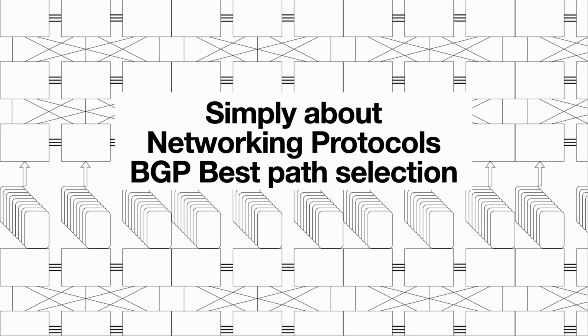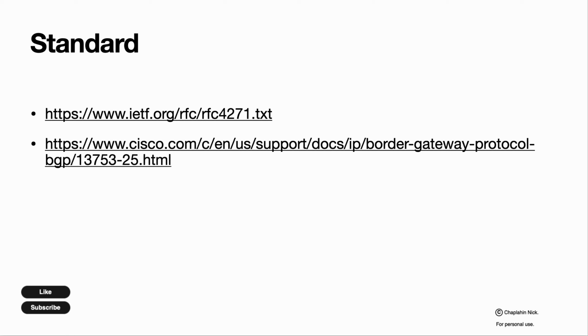Hello, this is Simply About Networking Protocols, and today I'll tell you about BGP best path selection, also known as best route selection or breaking ties. The standard that describes this is RFC 4271. The document that describes Cisco behavior in this procedure is the following.